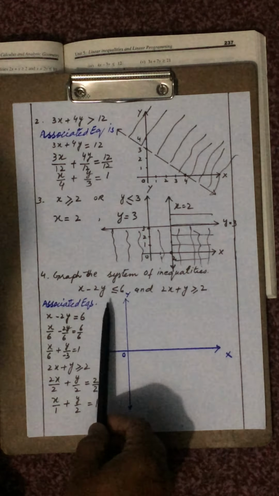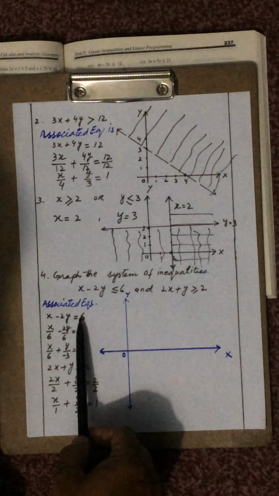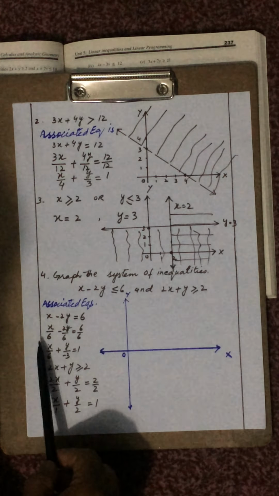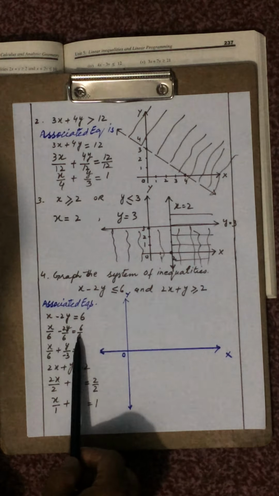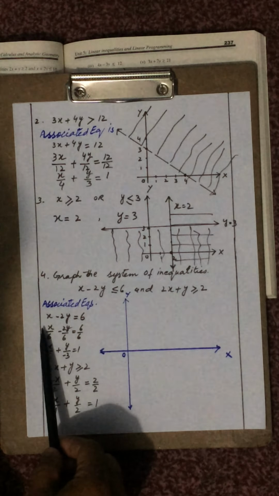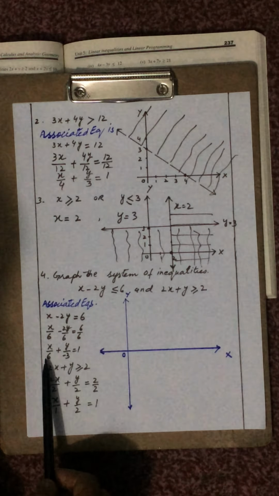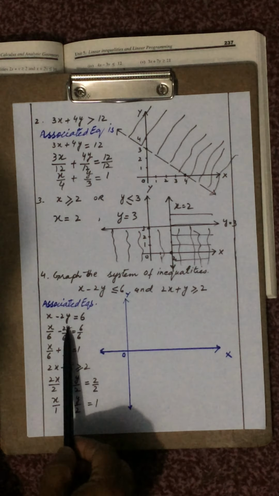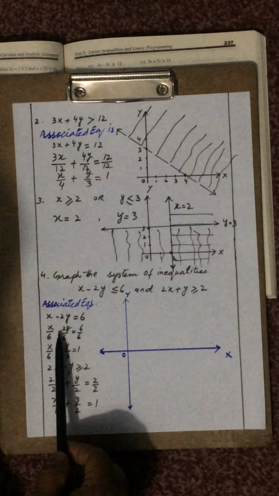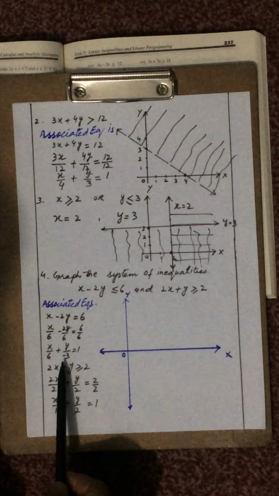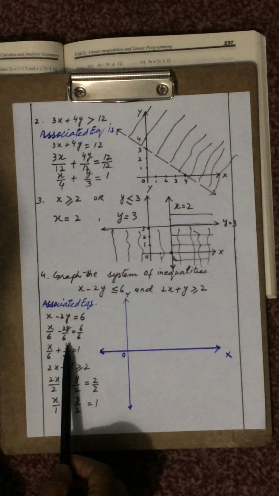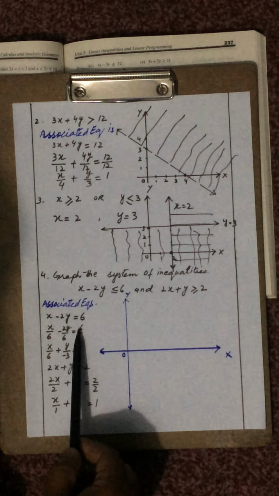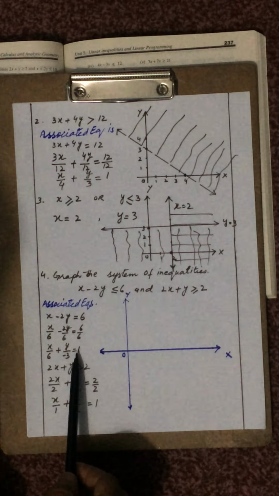First of all, its associated equation is x minus 2y equal to 6, because there is a 6. So we divide both sides by 6. There is no number with x, so x over 6 remains the same. 2 cancels out with 6 to give 3, so this is y over minus 3. This sign must be written with the number, not the variable, so we have taken the minus over here. 6 cancels out with 6, so this is 1.